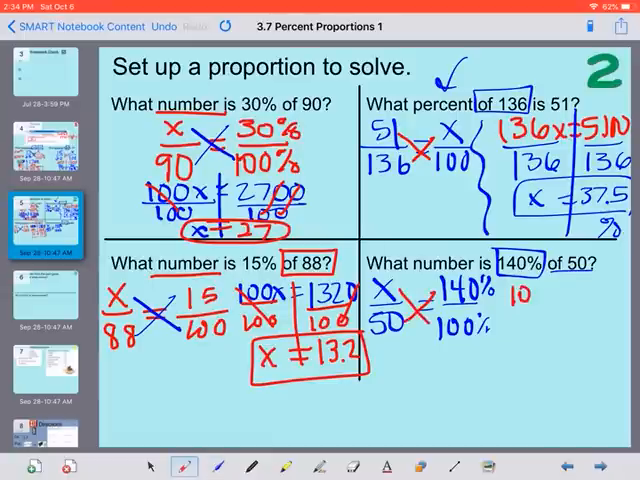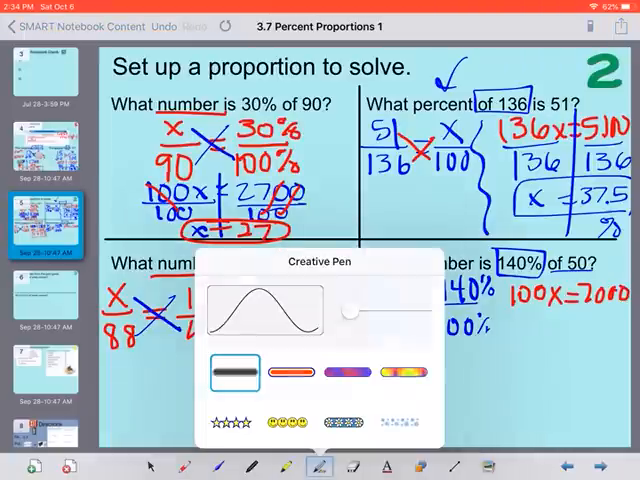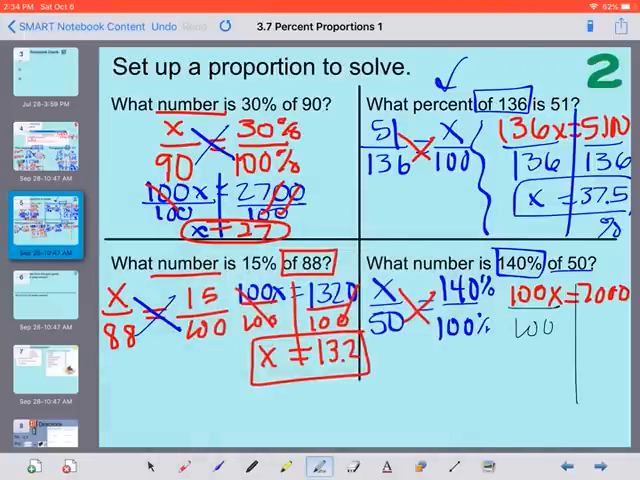So cross multiply, we have 100x equal to 140 times 50, which gives me 7,000 exactly. And then dividing by 100, those eliminate. Dividing by 10 here, 70 would be our answer. Does that make sense? 70 is bigger than 50, 140% is bigger than 100%, so it makes sense that our answer would be larger than 50. So 70 is 140% of 50.